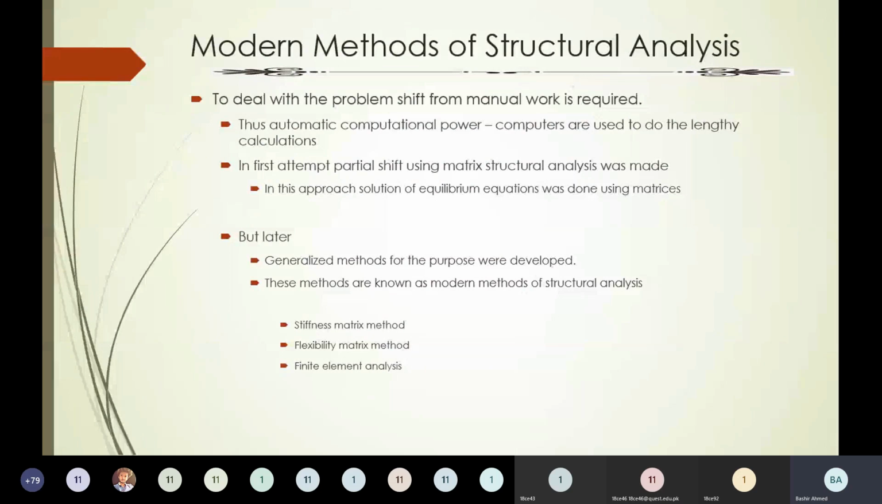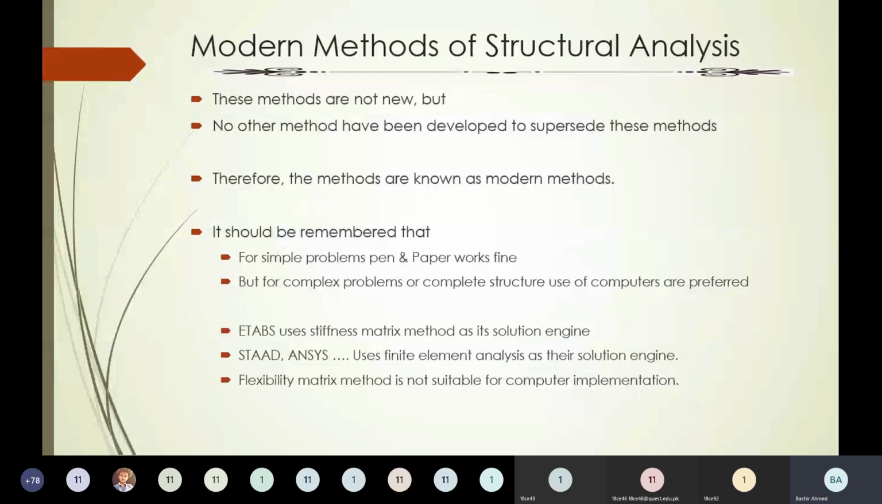And let me mention over here also, these are not the three methods only. Methods are a lot, but the most effective and most widely used methods are these three. See the first point, please. These methods are not new. Even then, we call them modern methods of structural analysis, whereas the methods are not new. Some methods are probably 50 years old.